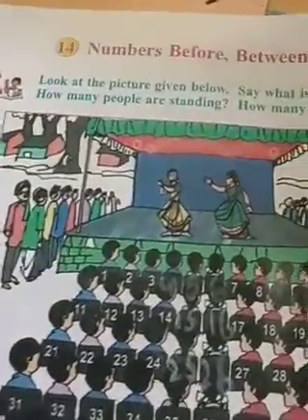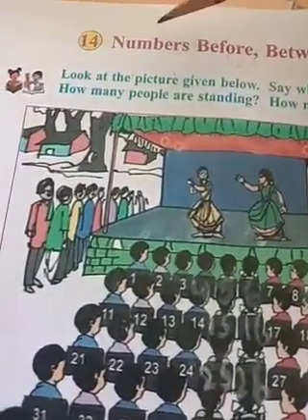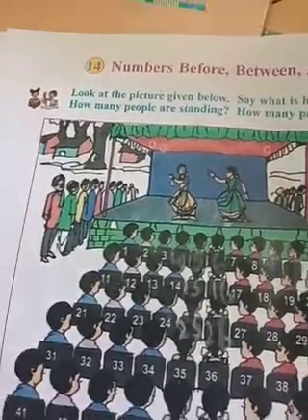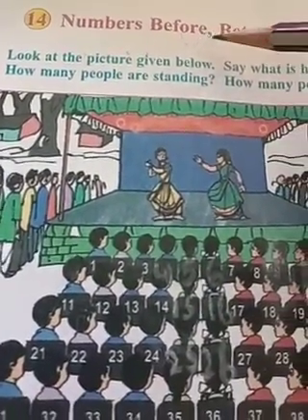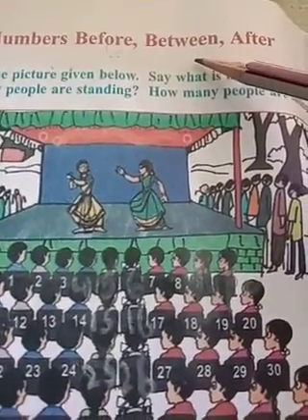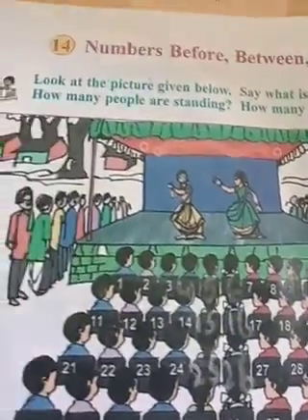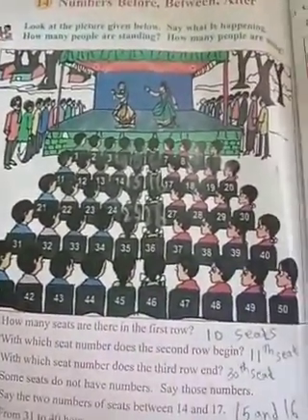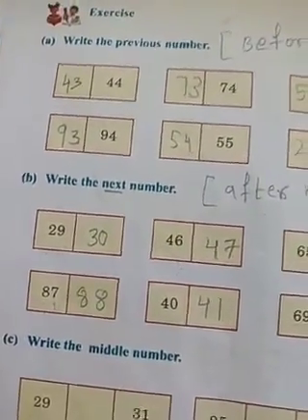Now 14th chapter, what is our chapter? Numbers before, between, after. See number spelling. Numbers, numbers, 14th chapter. Numbers before, between, after. In previous class too we are learning this. Yes children, now page number 118. There are exercise problems, children.